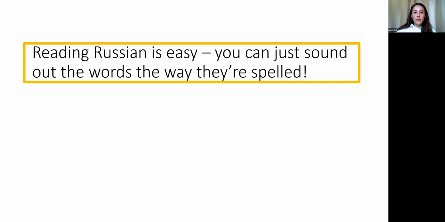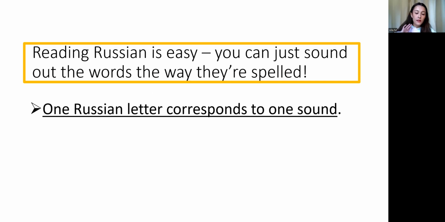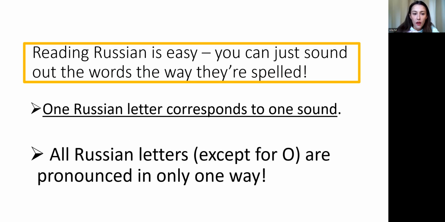Yes, you can just sound the words out the way they're spelled. To simplify, let's say that one Russian letter corresponds to one sound. All Russian letters, except for O, are pronounced in only one way. Again, it's a simplification. I will record another video explaining how to read the Russian letter O. For now, let's just memorize that all Russian letters are pronounced in only one way, except for, you guessed it, O.